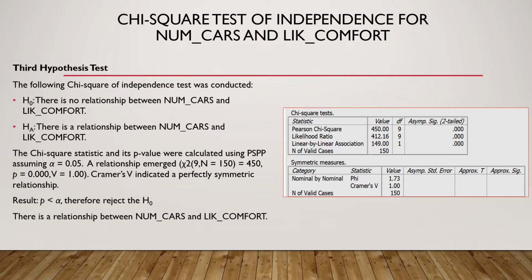In this case, there was a relationship between the values. The p-value is indicated by 0.000, which is less than the alpha of 0.05. Therefore, we can reject the null hypothesis. The V-value is equal to 1, which indicates a perfectly symmetric relationship. Our conclusion is that there is a relationship between numCars and likeComfort.